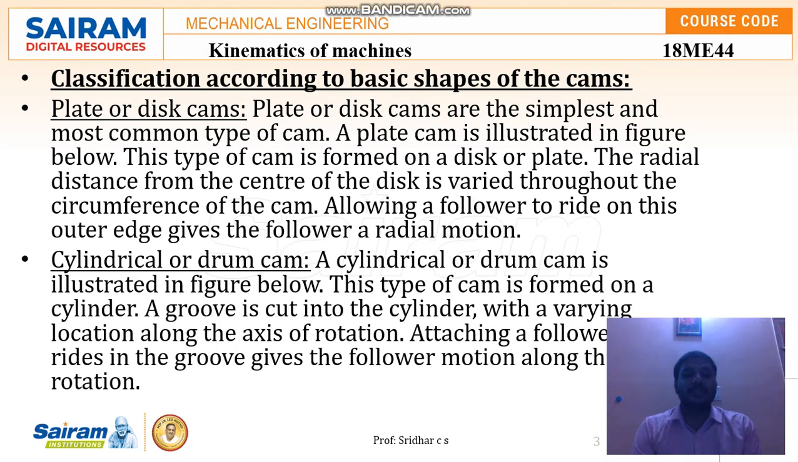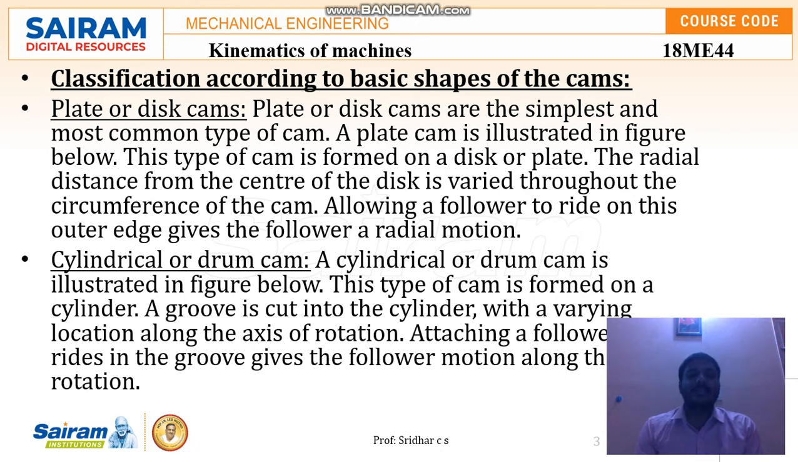So next one is about a cylindrical cam, or we call it a drum type cam. A cylindrical or drum cam is illustrated as shown in the figure. This type of cam is mainly formed on a cylinder. A groove is cut into the cylinder with a varying location along the axis of rotation. Attaching the follower so that it rides in the groove gives the follower motion along the axis of rotation.